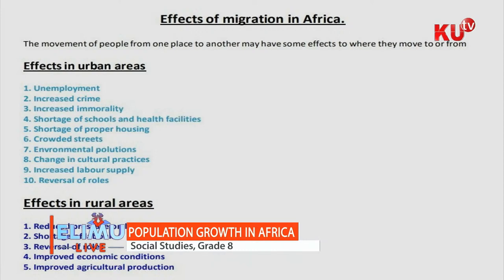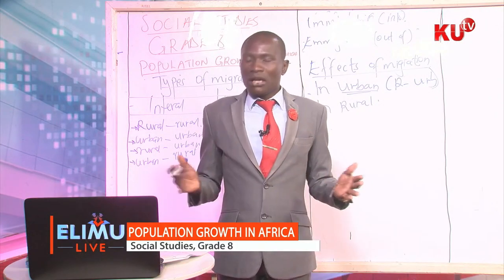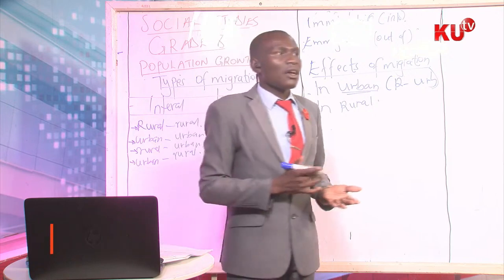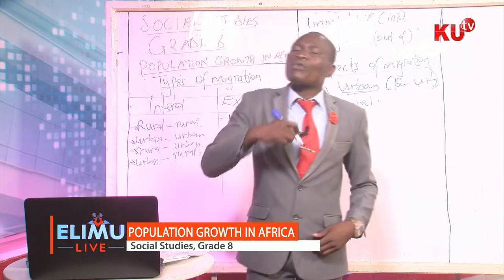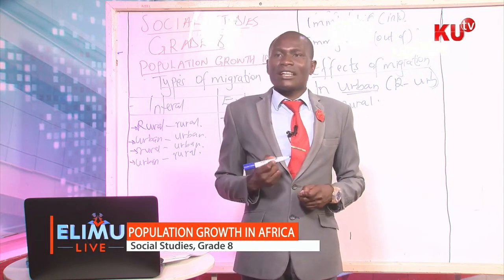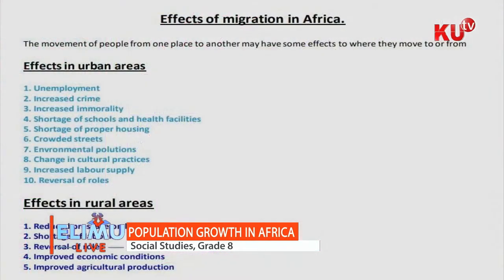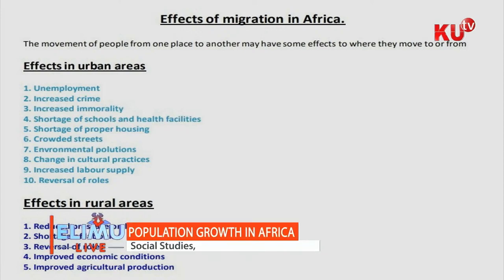Then three, increased immorality. We have looked at immorality, where we have prostitution and theft. Those are some of the immoralities that we have. Robbery. And then also, number four, we have shortage of schools and health facilities in urban areas. Why? Because now we have so many people coming into urban areas. There are no schools that are going to accommodate all that large number of people in urban areas. Next is shortage of proper housing.